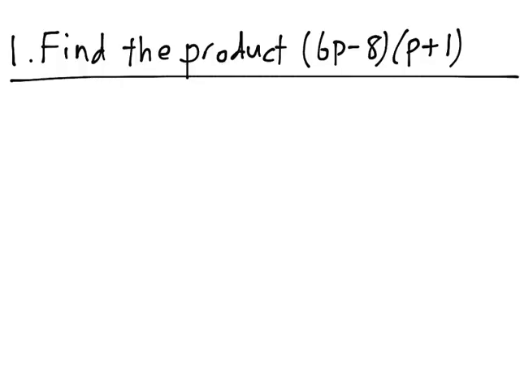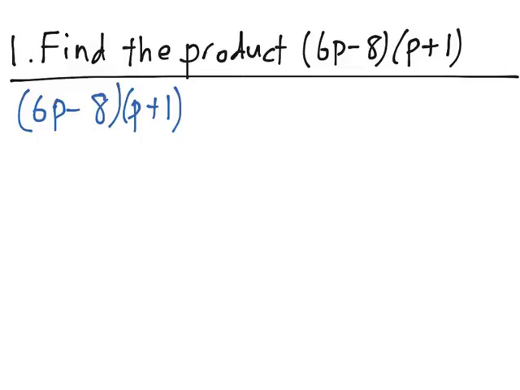Here are some examples about multiplying polynomials. Problem 1. Find the product (6p - 8)(p + 1). So let's start with what we have. Now we need to use the distributive property to separate each of these expressions.